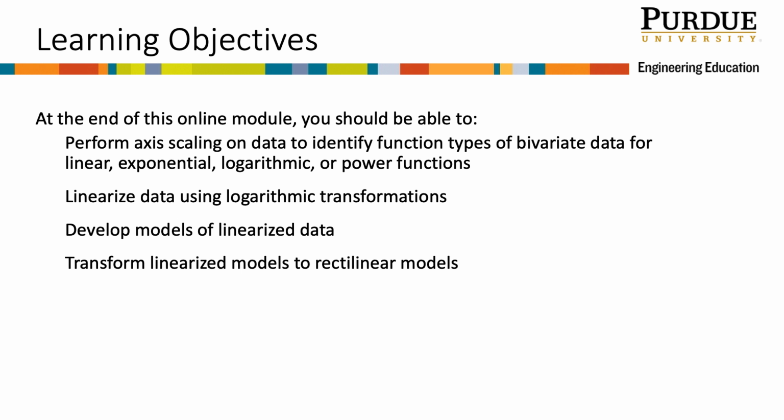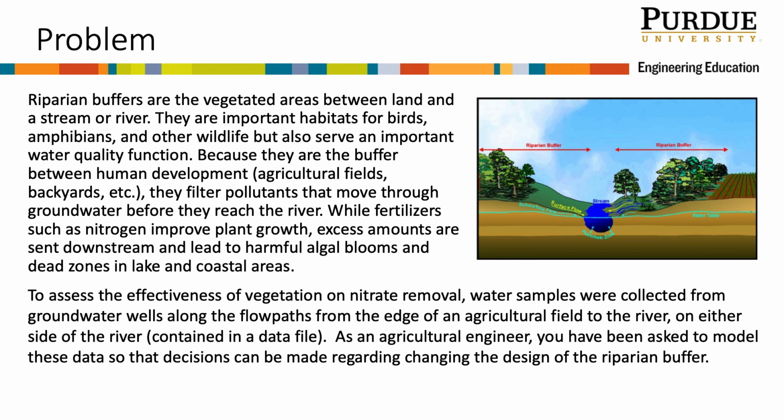At the end of this online module, you should be able to perform axis scaling on data to identify function types of bivariate data for linear, exponential, logarithmic, or power functions, linearize data using logarithmic transformations, develop models of linearized data, and transform linearized models to rectilinear models. Let's consider a problem that will help us learn to perform nonlinear regression.